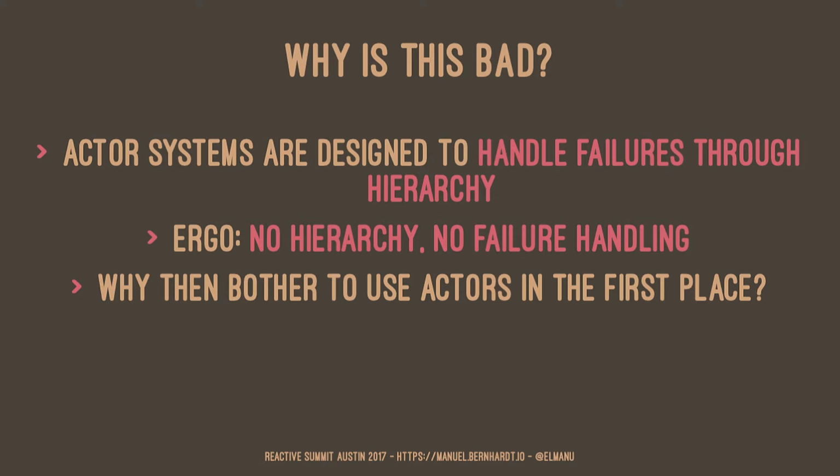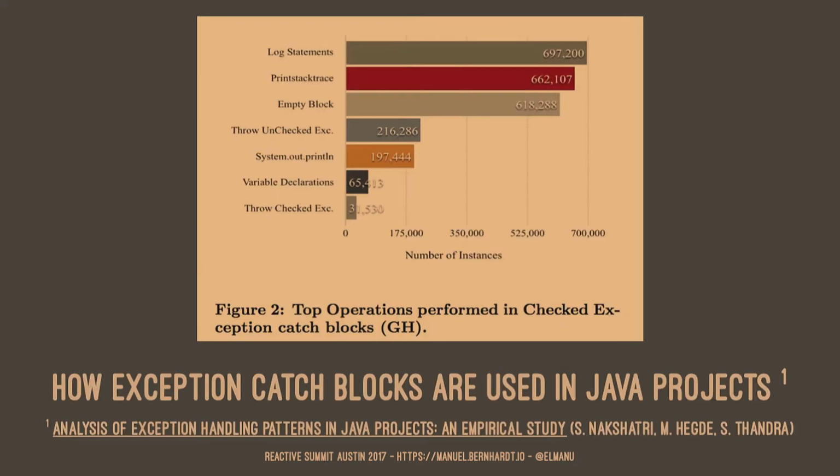Is that actor going to be restored? Is it going to be stopped? What are we going to do? So if you don't have a hierarchy, you don't have failure handling. And then you might as well not use actors in the first place. In fact, we'll circle back to checked exceptions here. So this is what happens. There was a study a few years ago looking at a lot of lines of Java code. What's happening in the catch statement?